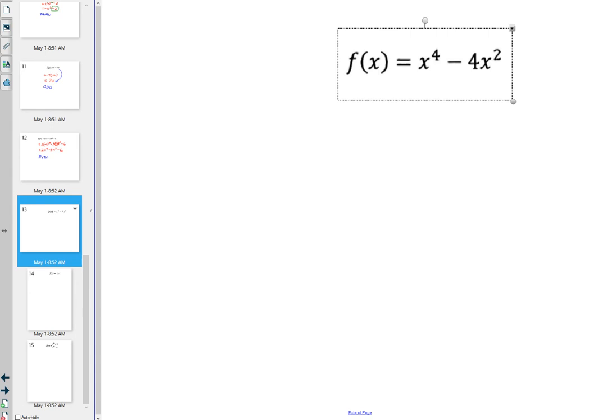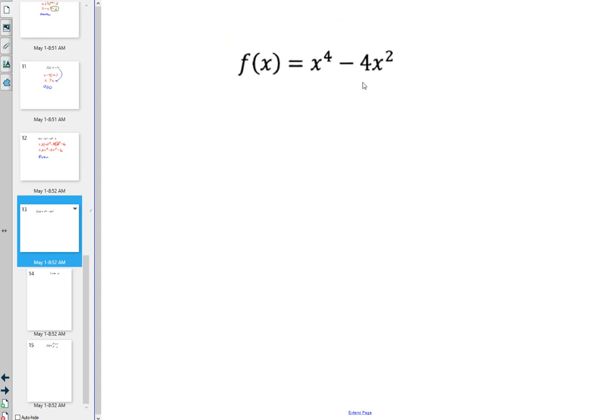Go ahead, Martha. Kiara? Kiara wins. You said neither, right? Negative x to the 4th minus negative x squared is positive x to the 4th.